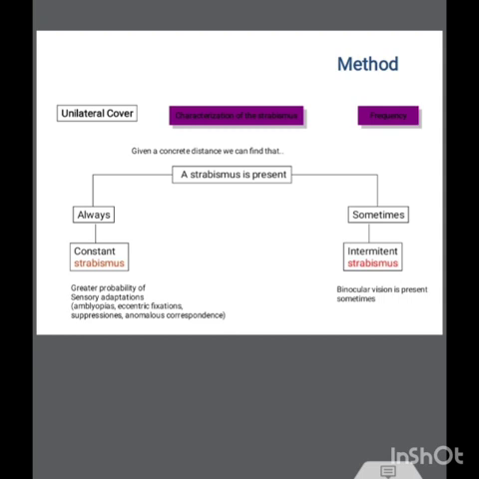Now frequency. If there is presence of strabismus, it can be present always or sometimes. If the strabismus is present always, that indicates constant strabismus, and if the squint is present sometimes, that indicates intermittent squint or strabismus. Constant strabismus has higher probability of developing sensory adaptations such as amblyopia, eccentric fixation, suppression, or ARC. Intermittent squint is likely to have binocular vision in the patient.